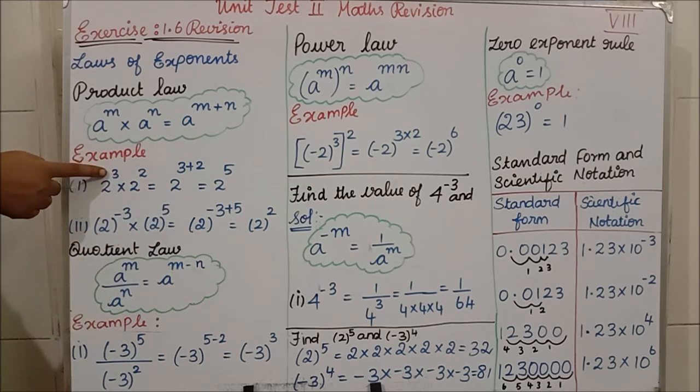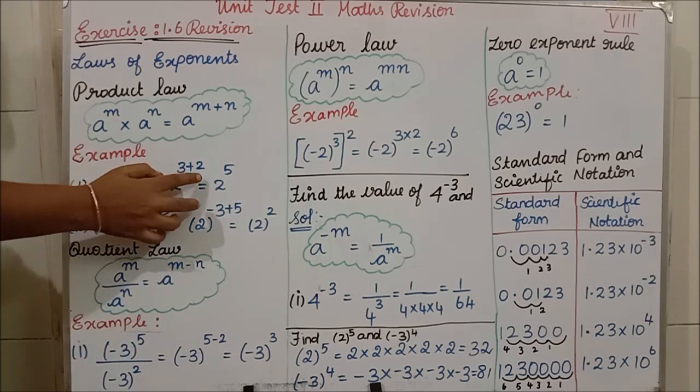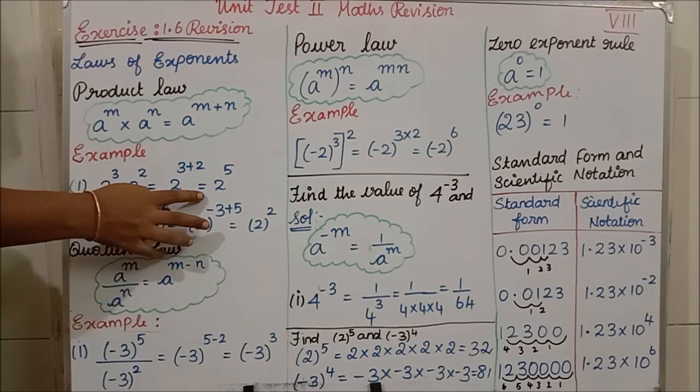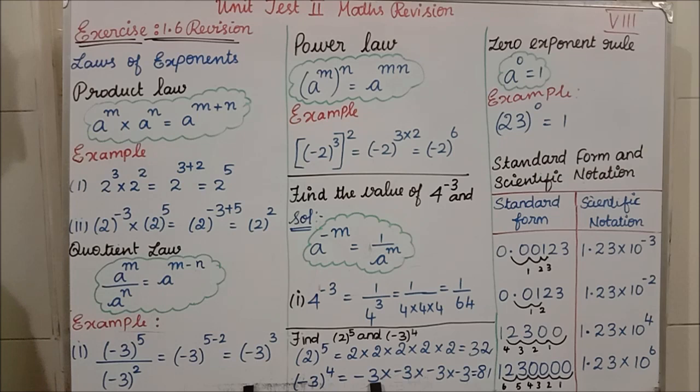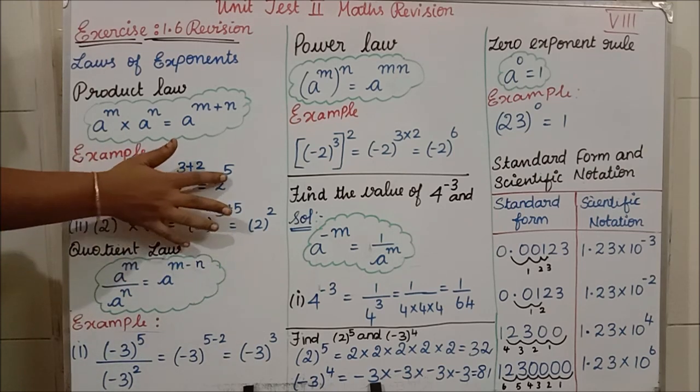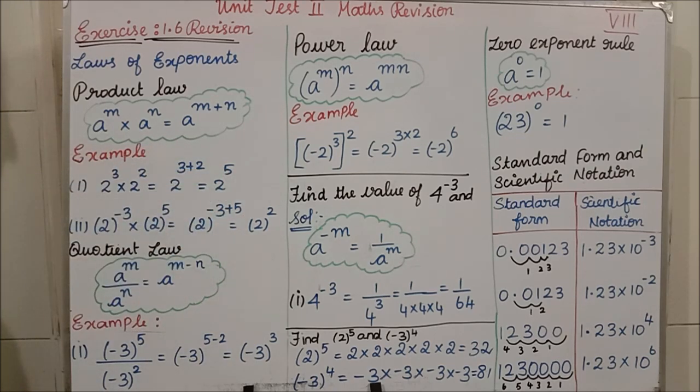And what is the power here? 3. And what is the power here? 2. So both the powers we have to add. So 3 plus 2 is equal to 2 power... 3 plus 2 is what? 5. So 2 power 5. Clear, students, all of you?